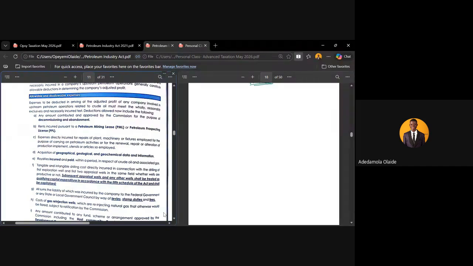Now, both the tangible drilling cost and the intangible drilling cost that they incur on drilling the first two appraisal well and the first exploration well are allowable as an expense. But after that, any cost incurred in drilling well, both tangible and intangible, will be what? Capitalized. Do we understand?